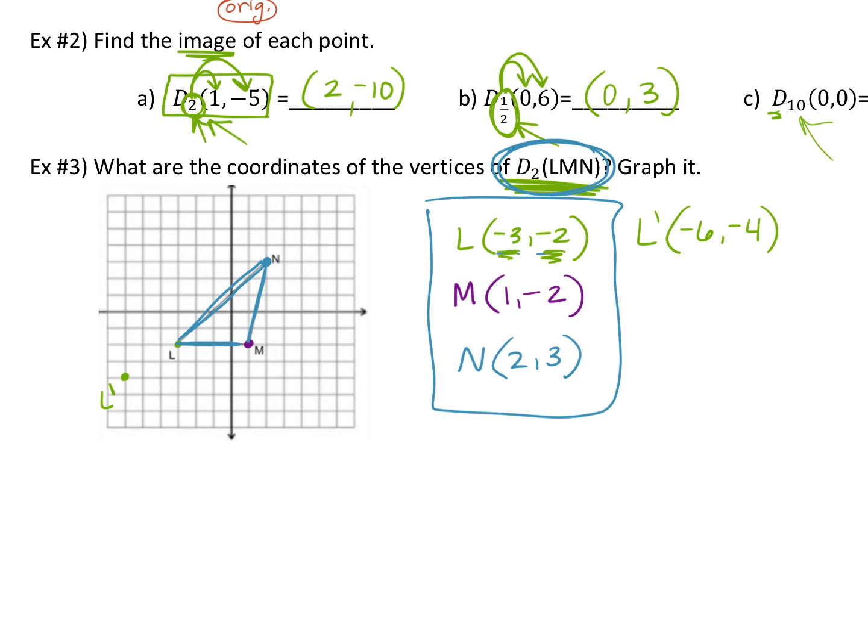Okay, move to M. M prime is going to be where? 2, -4. We're just multiplying by 2 and multiplying by 2. So 2, -4. So you would go 1, 2, 1, 2, 3, 4, that is M prime. And make sure you label these, okay? You won't get full credit if you don't tell me which points they are. I want to see which one's your L prime, your M prime.